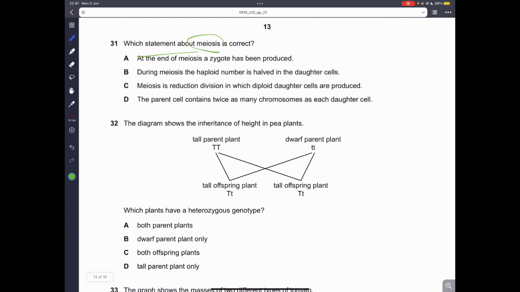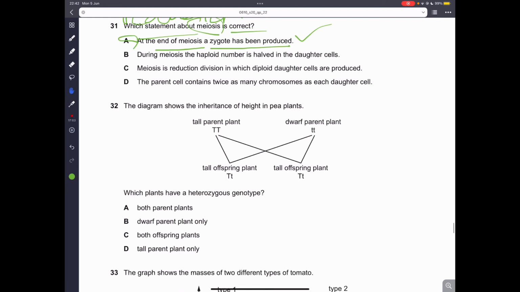Question 31. Which statement about meiosis is correct? So meiosis is basically a reduction division. It halves the number of chromosomes from a diploid to a haploid. So at the end of the meiosis, a zygote has been produced. This is correct. So A is the correct answer.